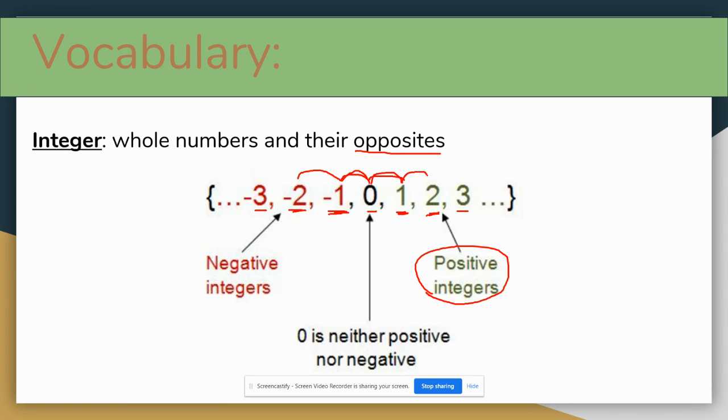All right. One important thing to note, a lot of people ask this, is 0 is neither positive or negative. So whenever you're writing an answer and your answer is 0, you don't need to put a plus sign or a negative sign in front of 0 because it's neither positive or negative.